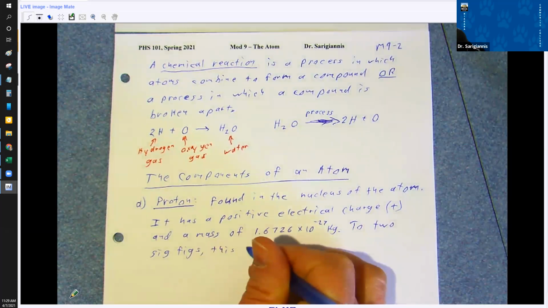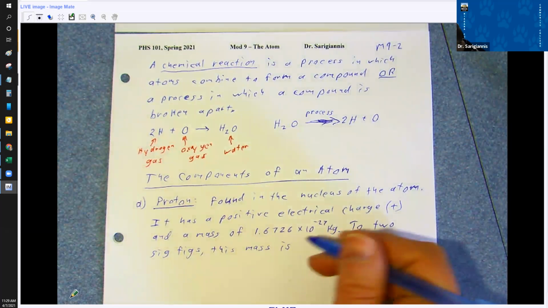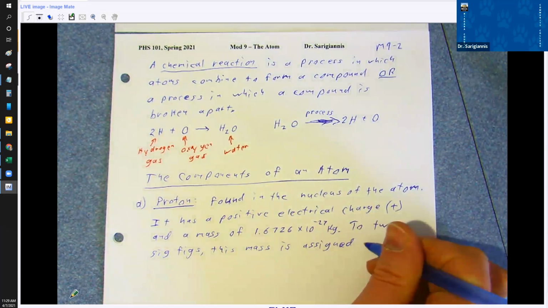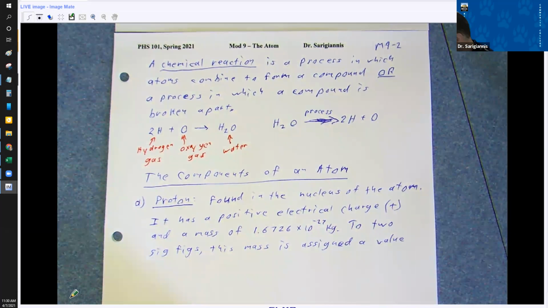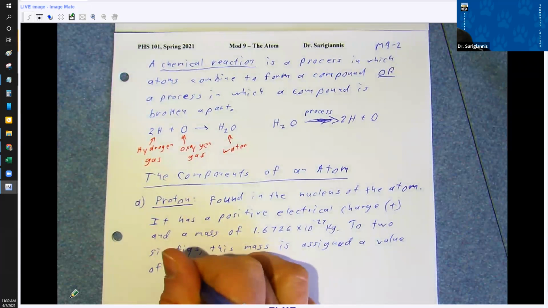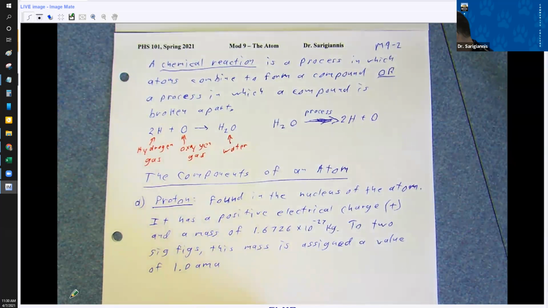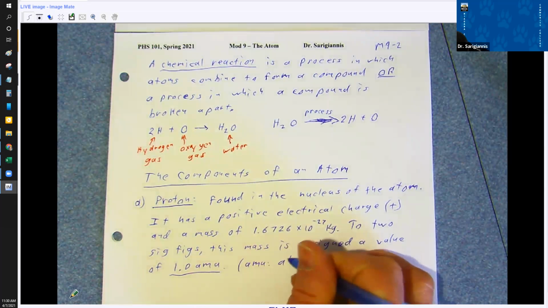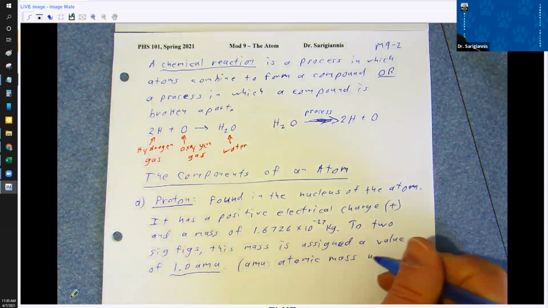this mass is assigned a value of 1.0 AMUs. And an AMU is atomic mass units.